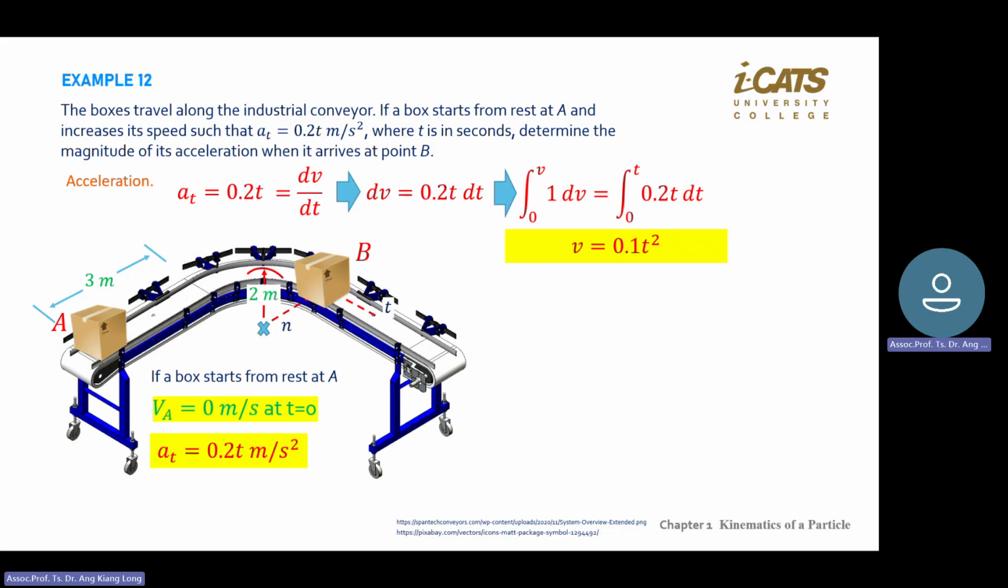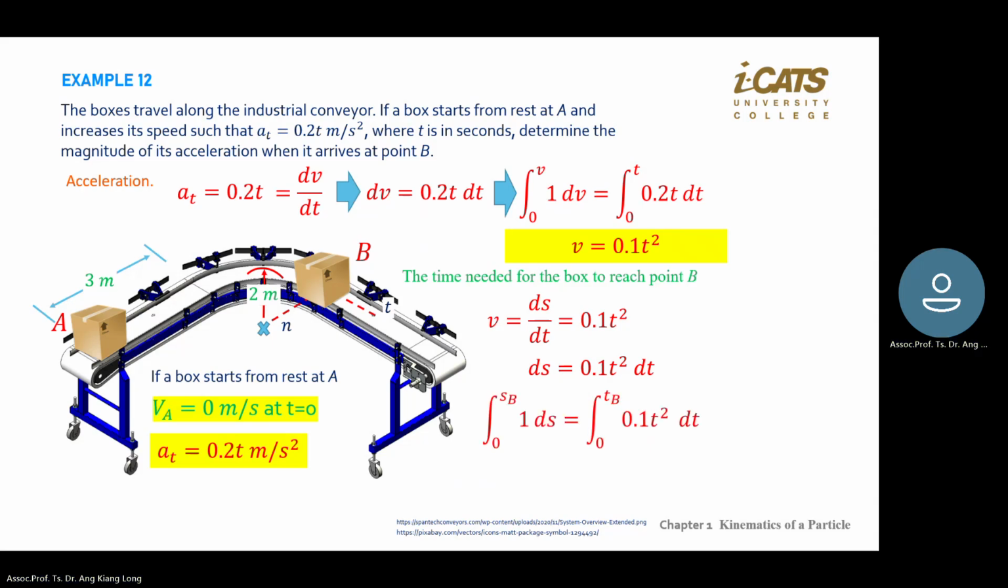This is a bit different from statics. In dynamics, you need to derive the equation from the question itself. Once you get V, you can find the time to reach B. V equal to ds dt equal to 0.1 t squared. Again, derive the equation again. Rearrange to get ds dt, integrate, you get one equation, SB equal to an equation with t cubed. Basically, you need to see it as rectilinear motion and curvilinear motion.